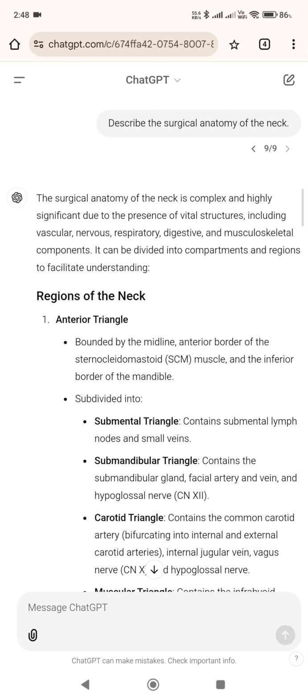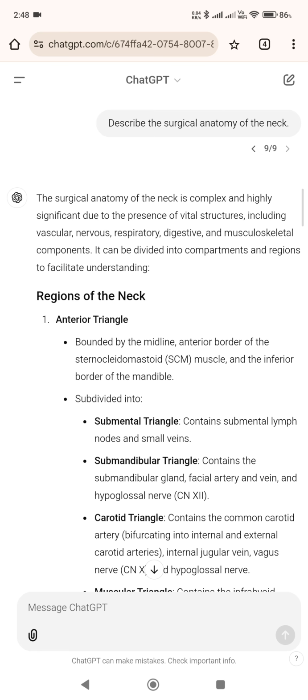The surgical anatomy of the neck is complex and highly significant due to the presence of vital structures, including vascular, nervous, respiratory, digestive, and musculoskeletal components. It can be divided into compartments and regions to facilitate understanding. Regions of the neck. 1.